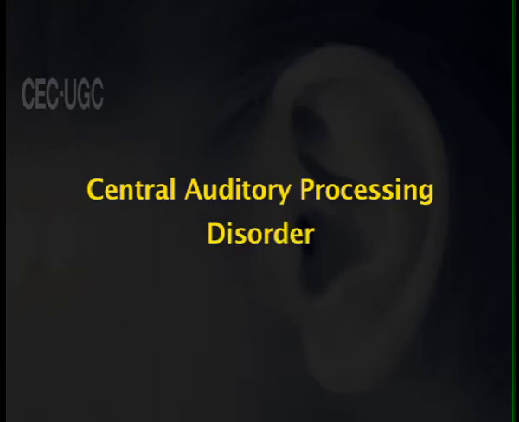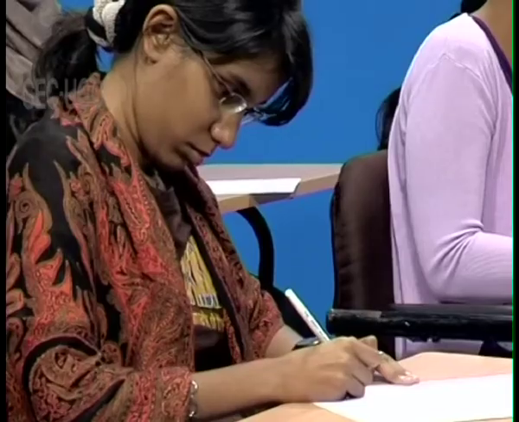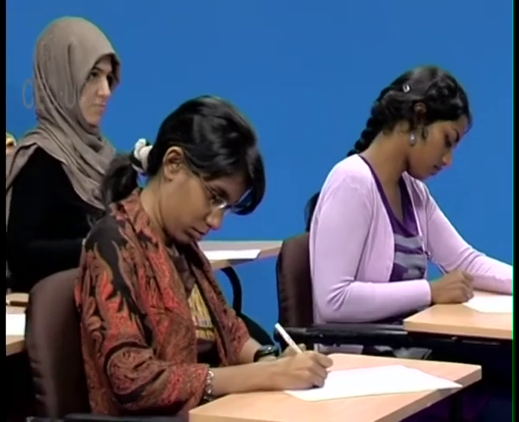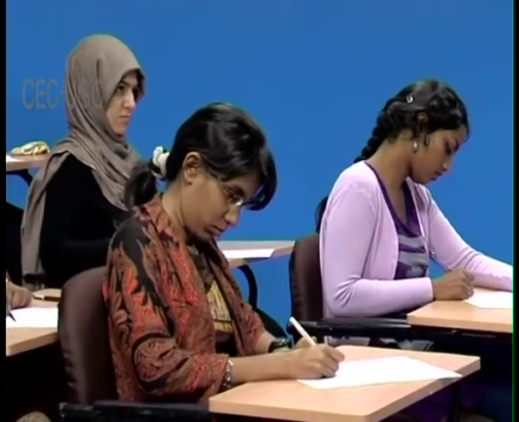When a combination of conductive and sensory neural hearing loss occurs, it is called mixed hearing loss. Central auditory processing disorder. Central auditory processing disorder is not a hearing impairment in terms of reduced hearing sensitivity, but instead a difficulty understanding the meaning of incoming sounds.